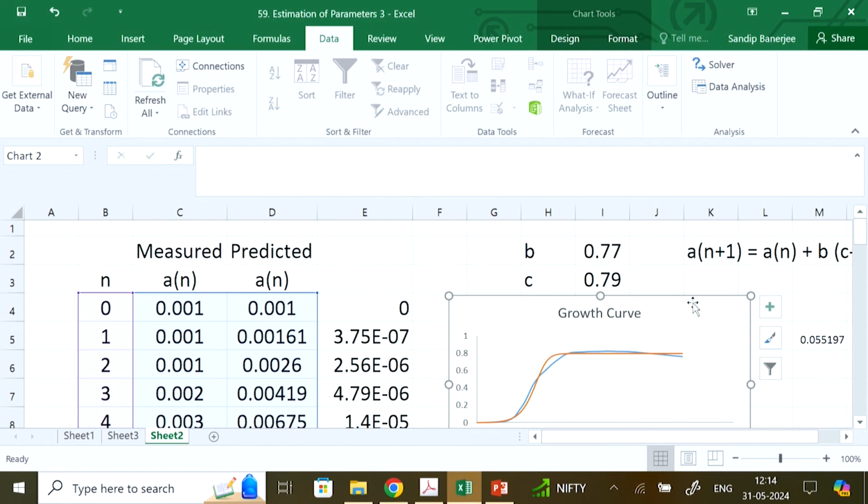So, using this Excel spreadsheet, you can estimate the value of the parameters of your model equations, whether they are differential equations or difference equations, and you can move on with the modeling part. So, with this we come to the end of this lecture on estimation of parameters.